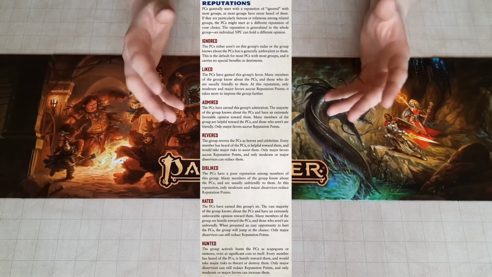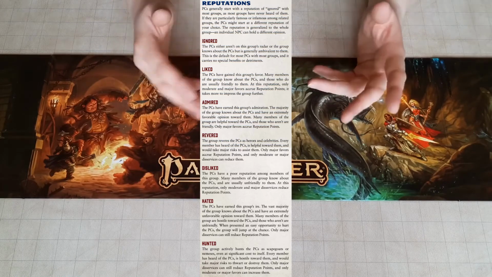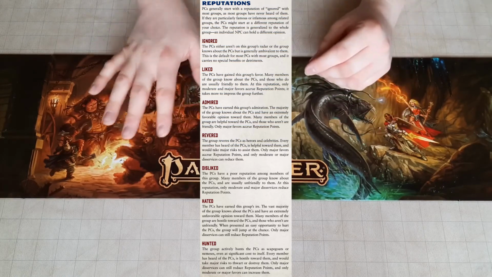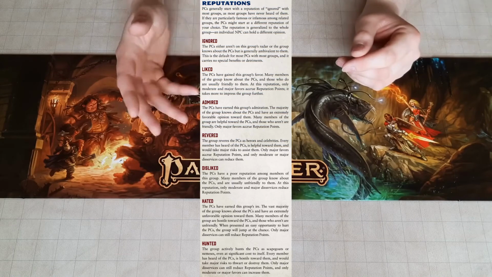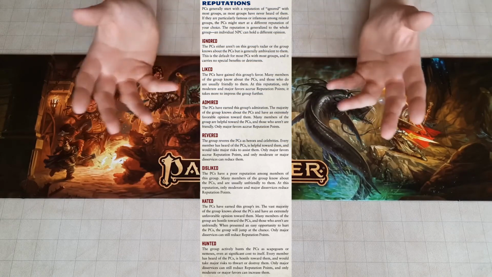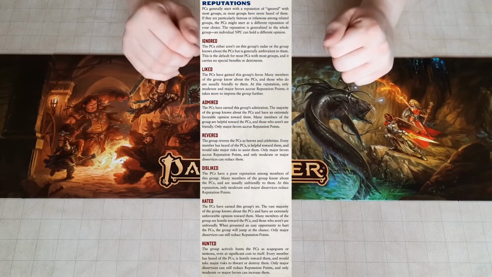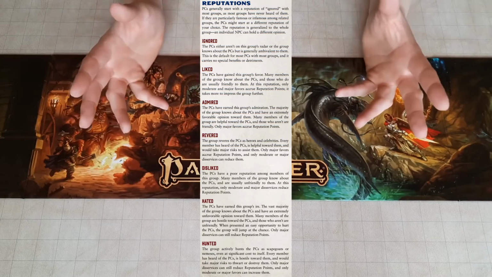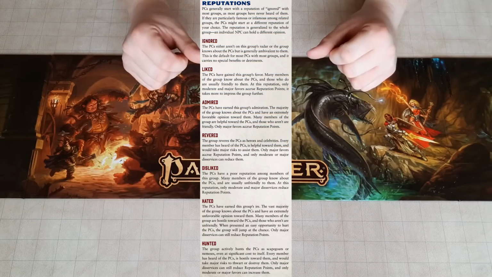Going the other direction, we have disliked. The PCs have a poor reputation among members of this group. Many members of the group know about the PCs and are usually unfriendly to them. Now, this isn't too bad. Unfriendly isn't a severe penalty, and it certainly means it's going to be harder to ask for favors and aid.